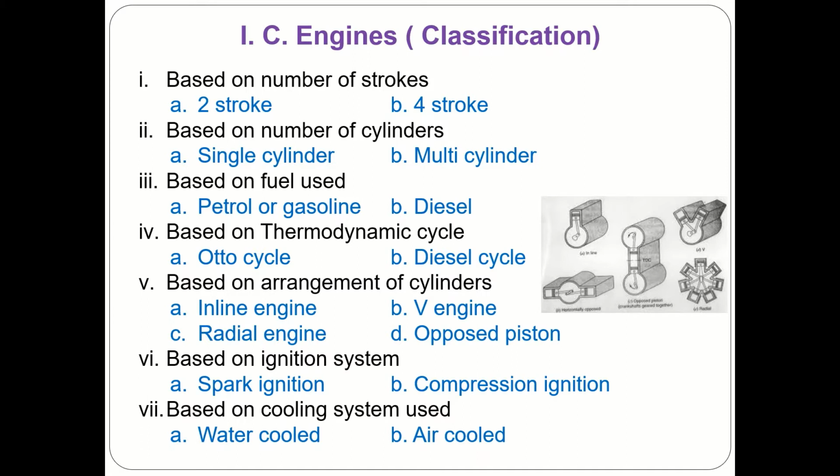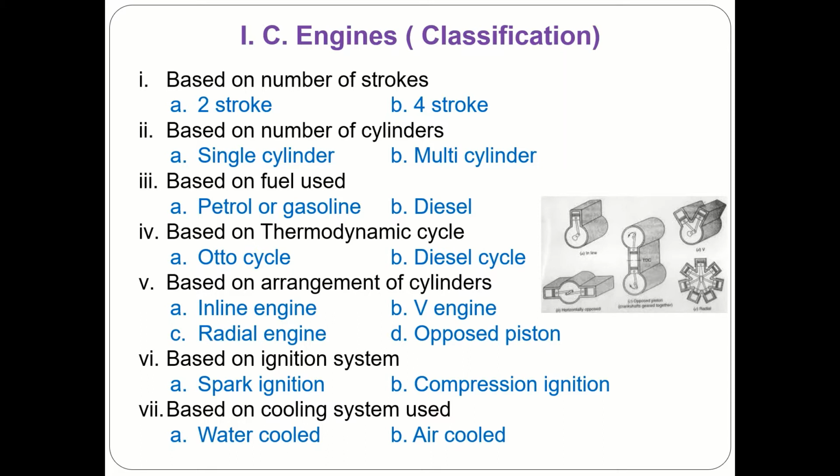Similarly, you can have different arrangements of cylinders. One is the inline arrangement, in which the cylinders are arranged one by one in a single line, as shown in this figure. You can also have a V type of arrangement, in which there are two lines of cylinders arranged in a V shape, and they have a common crankshaft. The power obtained is received at the common crankshaft. Here the V arrangement will reduce the size of the engine.